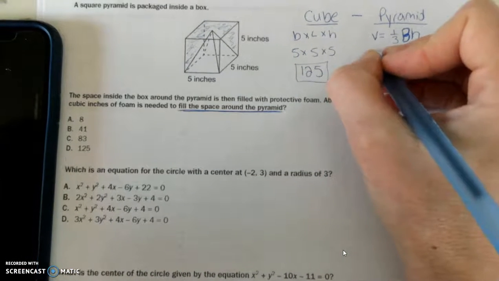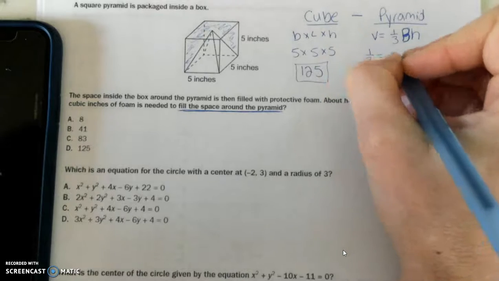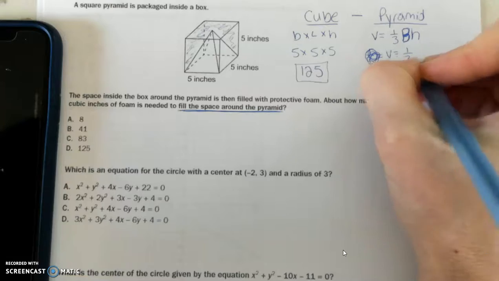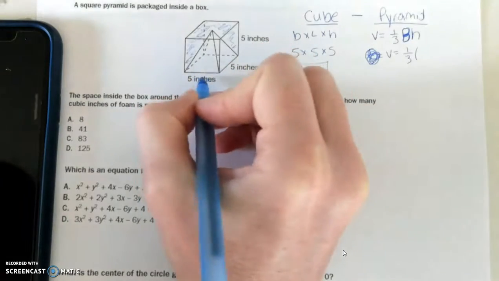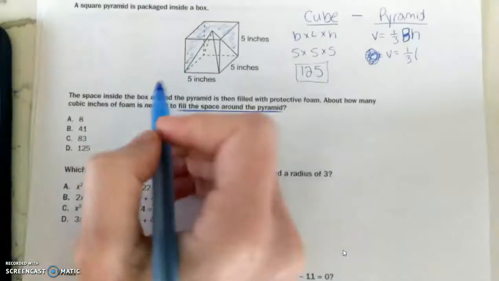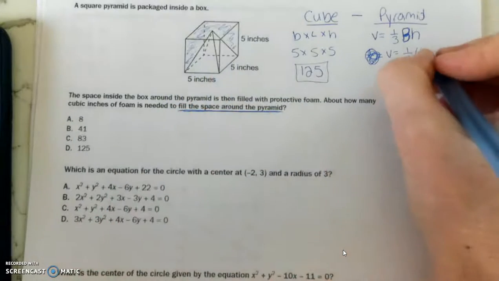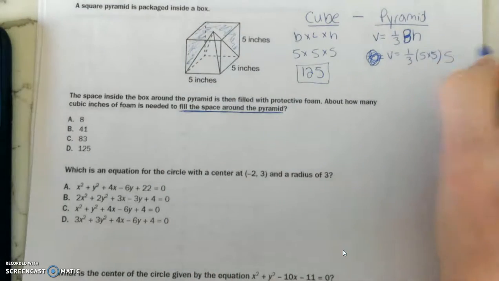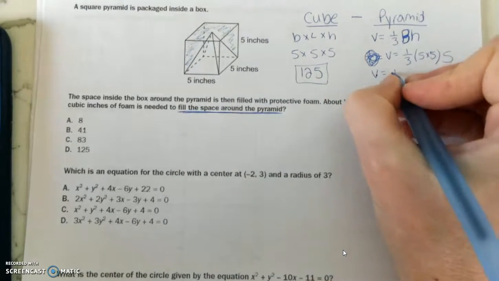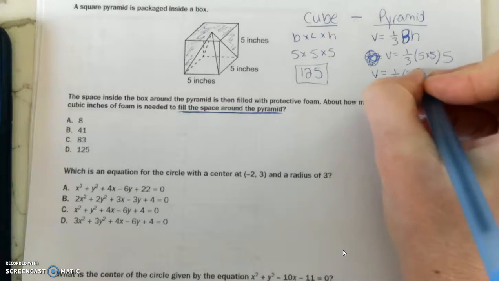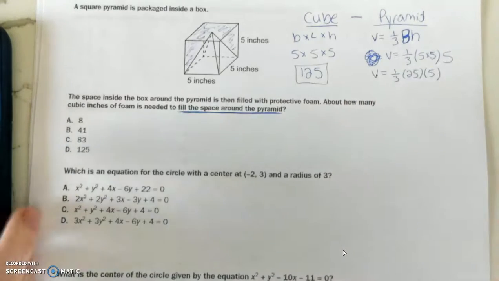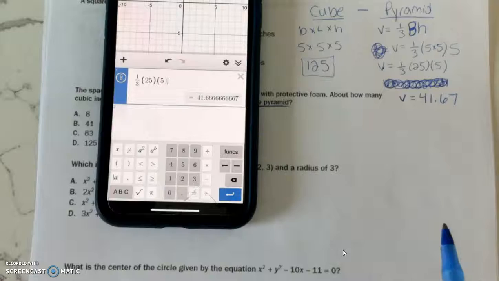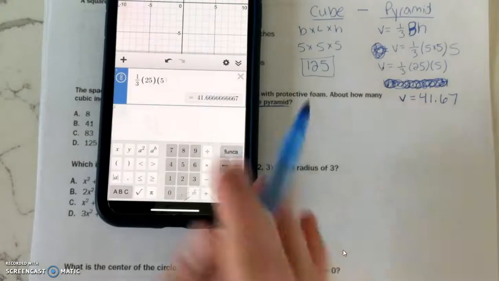Alright, so our volume of the pyramid is going to be 1/3, oh my gosh, I'm losing my mind. Volume is equal to 1/3, and then my area of the base is going to be 5 times 5. That'll give me the area of the square base. Times the height of 5. So our volume is going to be 1/3 times 25 times 5. And again, we're just going to plug this straight into Desmos. And on Desmos, we end up getting 41.67.